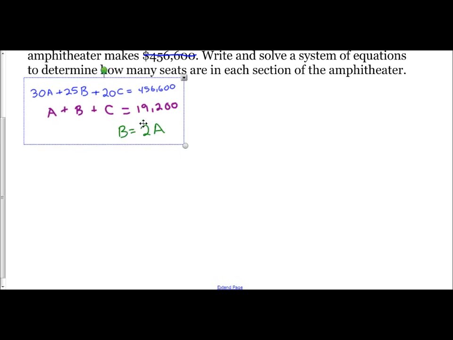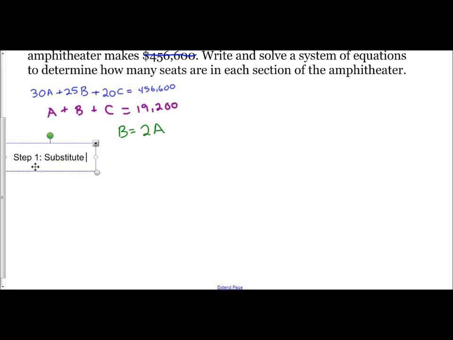So to solve this one, I'm going to first use my substitution method. I'm going to substitute 2A in for B into both of these equations. One, that's going to allow us to not focus on this, and two, by doing that, it's going to get rid of the B variable here and create an A variable, which then allows me to combine my like terms. So maybe again, if you want to call it step 1, substitute 2A in for B.